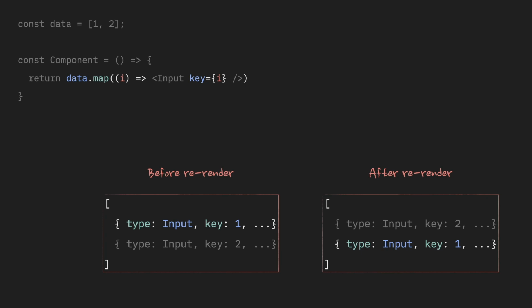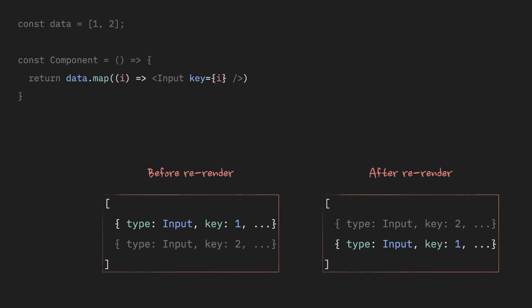If I type something in the first input, for example, after reorder the text will move with the input and be on the second place. The code example for this behavior with and without key is linked in the description, by the way, if you want to play around with it.